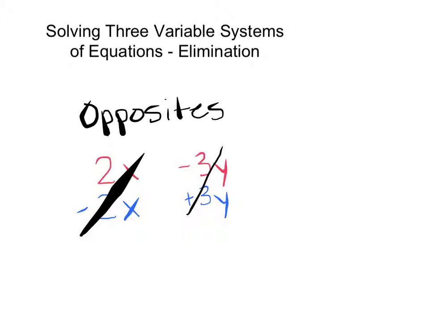We're going to be looking at three variable systems today. However, we're still going to be looking for opposites. We're still going to be looking for variables to cancel out, just like we did when we used elimination previously.